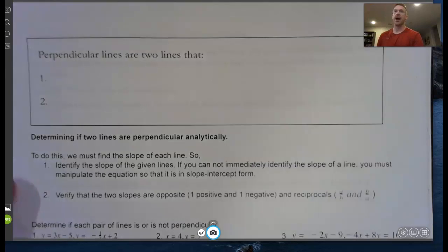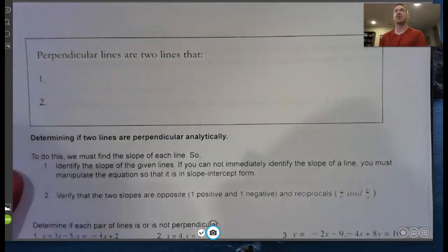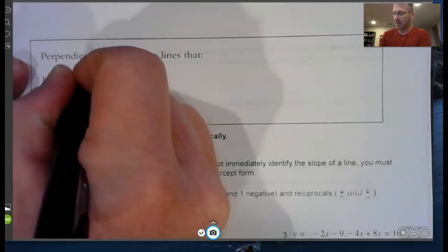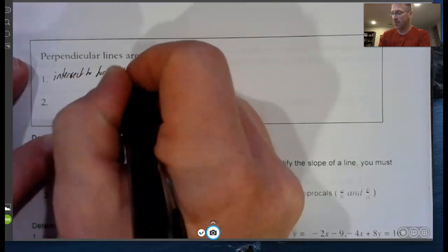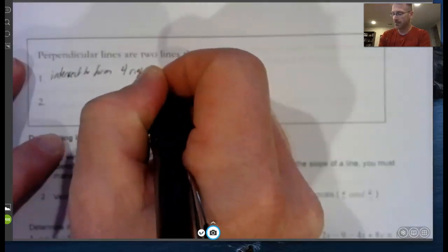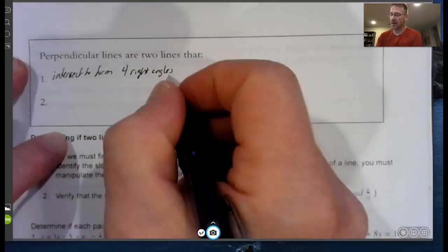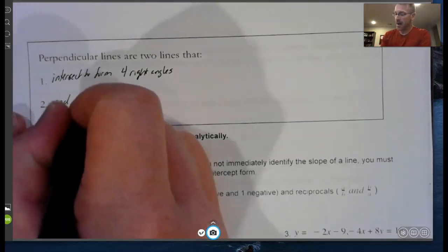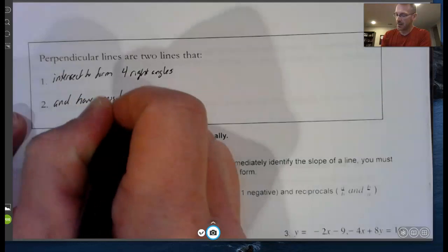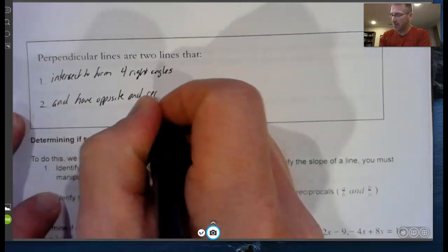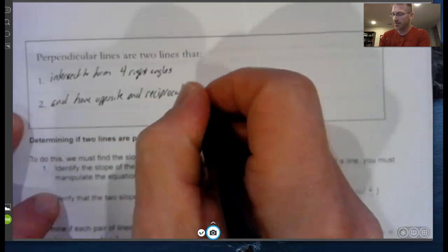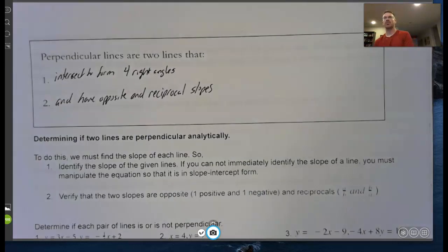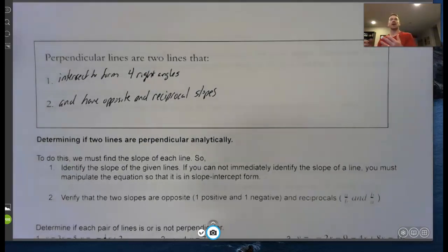So we're going to be on the second page of our notes here. Perpendicular lines are two lines that intersect to form four right angles, and have opposite and reciprocal slopes. And that was really what the exploration was for, so that you would see this relationship, that two lines that are perpendicular will always have opposite and reciprocal slopes.